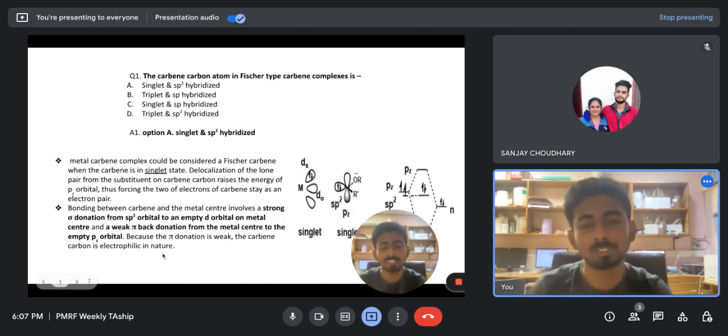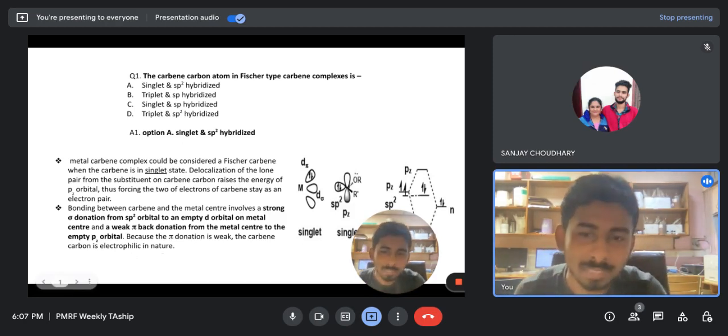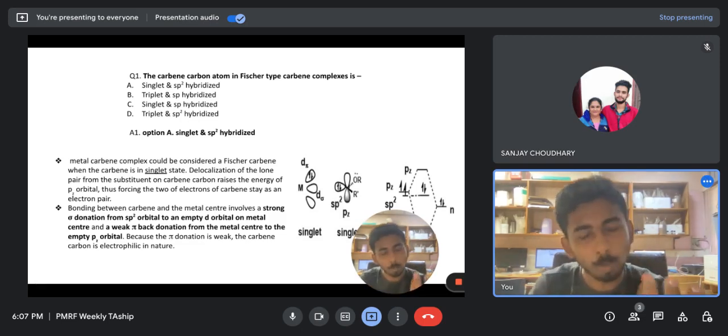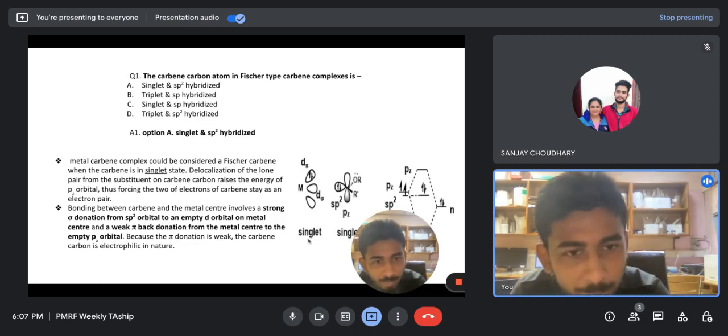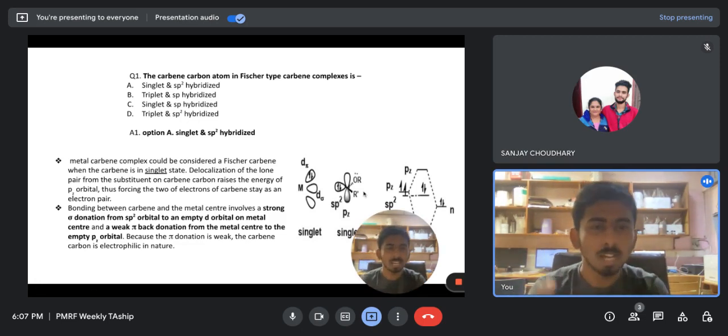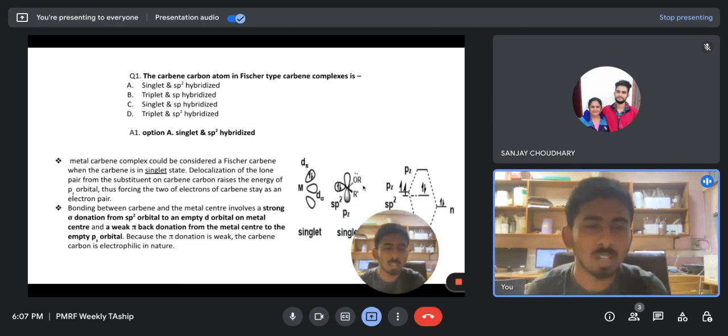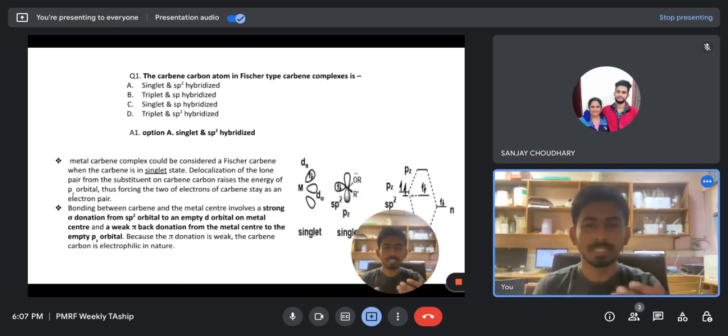You can see I have stated that the carbene carbon here is electrophilic in nature, and it is having a positive charge. That's why the heteroatoms are there to stabilize the positive charge on the carbon. So carbon here is behaving as a carbocation. The carbocationic nature of the carbene is an indication of the presence of a Fischer carbene.